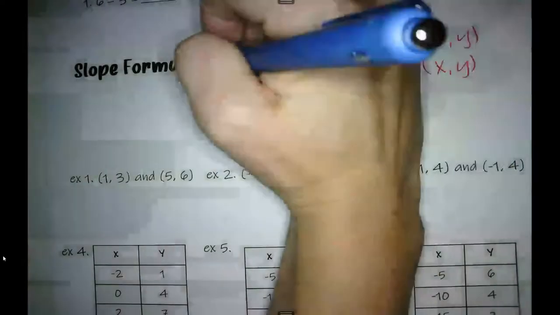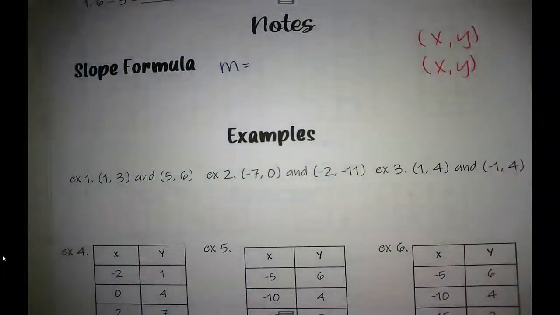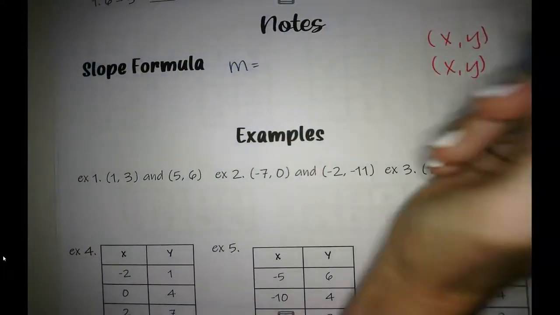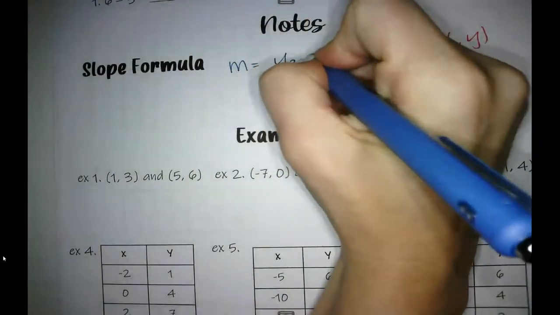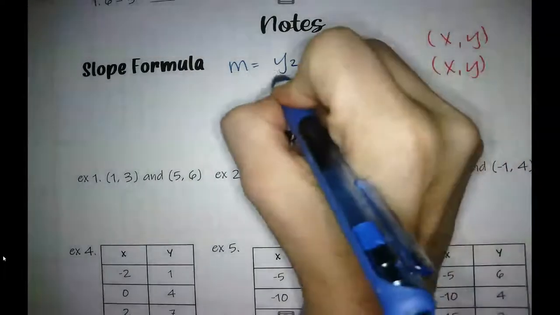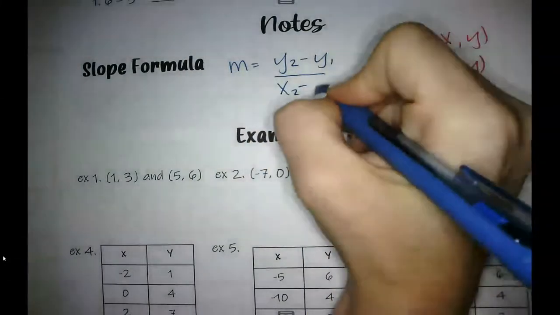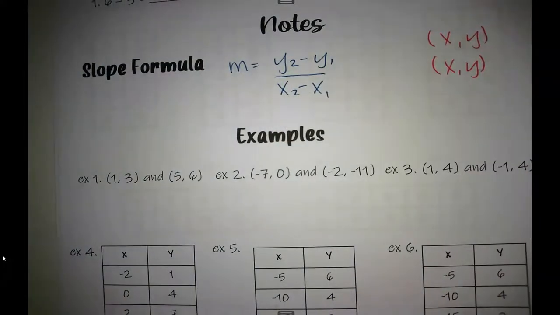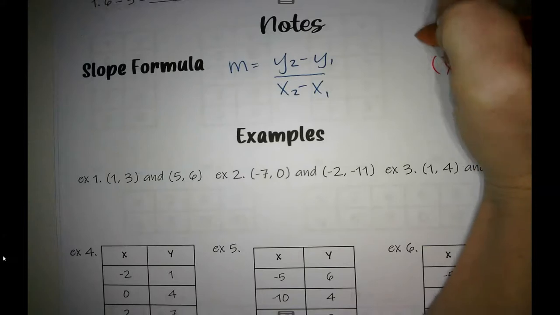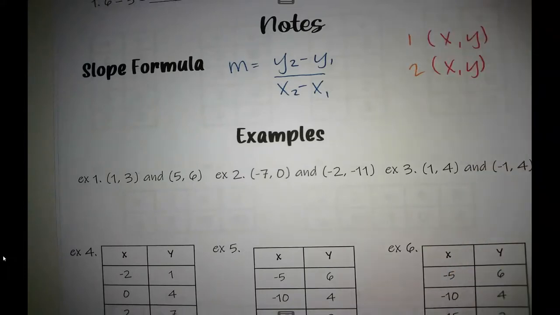So our formula looks like this. M is just our way of saying slope. And we're going to take y2 minus y1 divided by x2 minus x1. Okay, so we've got these points. This would be point 1 and point 2.